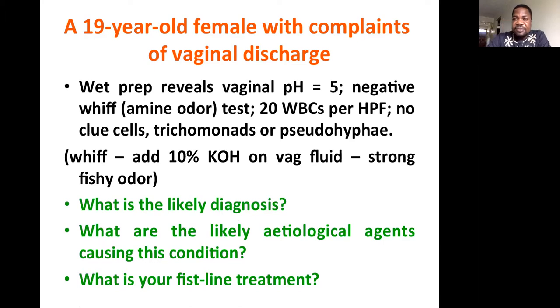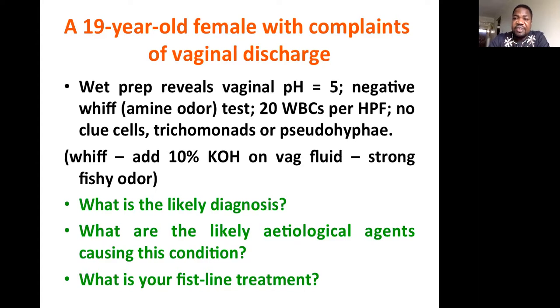The likely diagnosis is that it's a case of female vaginal discharge that is highly likely to be a cervicitis. So this is a case of cervicitis, and the likely etiological agents can be either Neisseria gonorrhoeae or Chlamydia trachomatis infection. And of course, your first line of treatment, if you have to approach a case of cervicitis, we say that the causes of cervicitis are the same as the causes of urethritis in male patients.